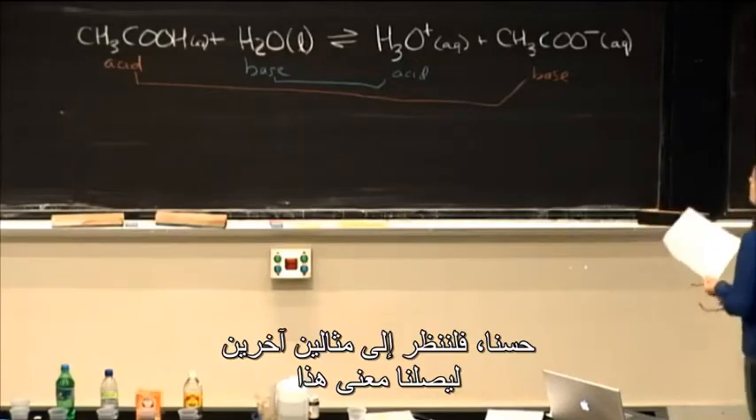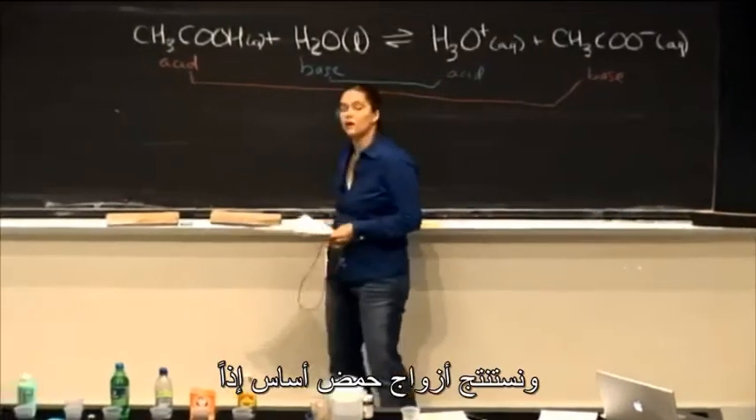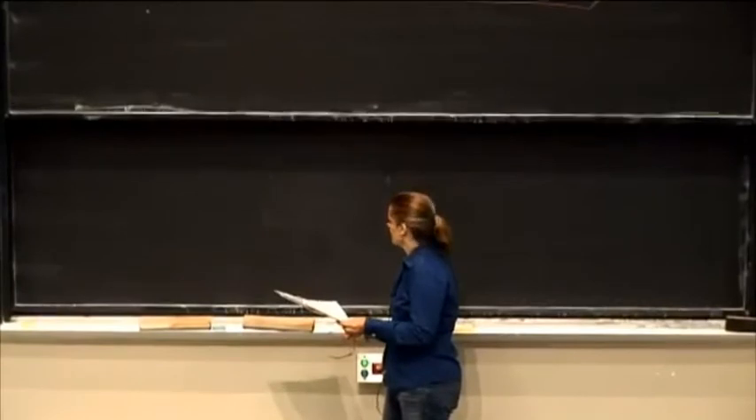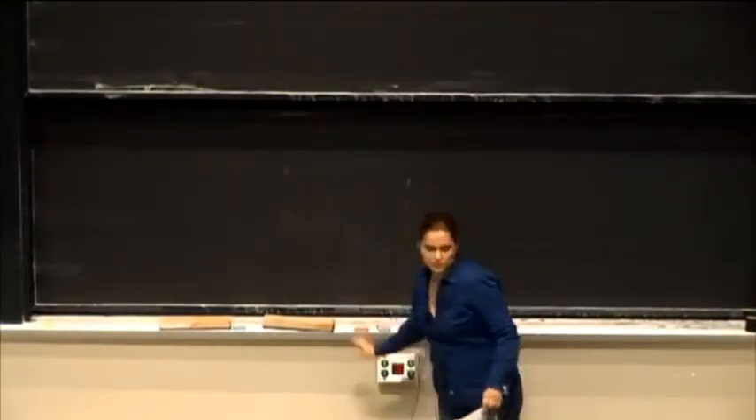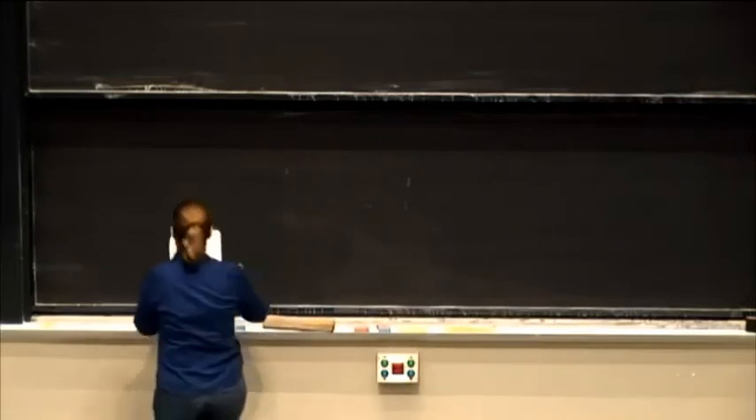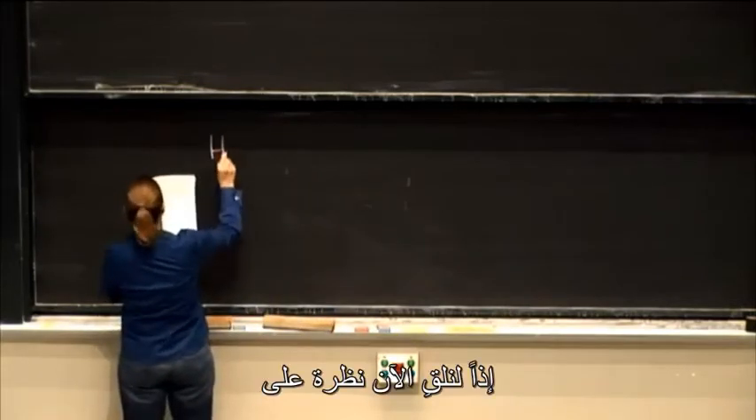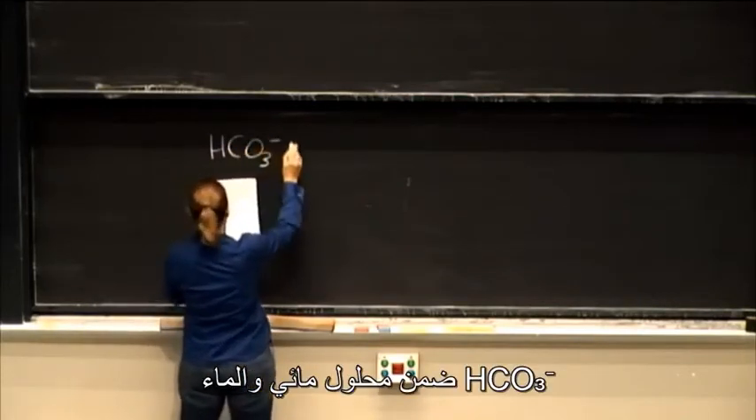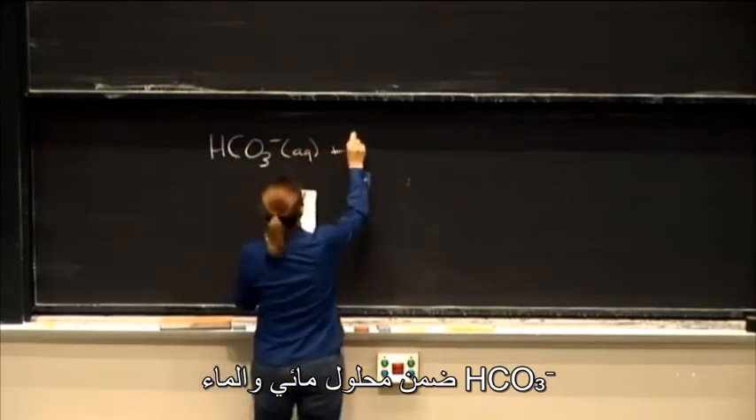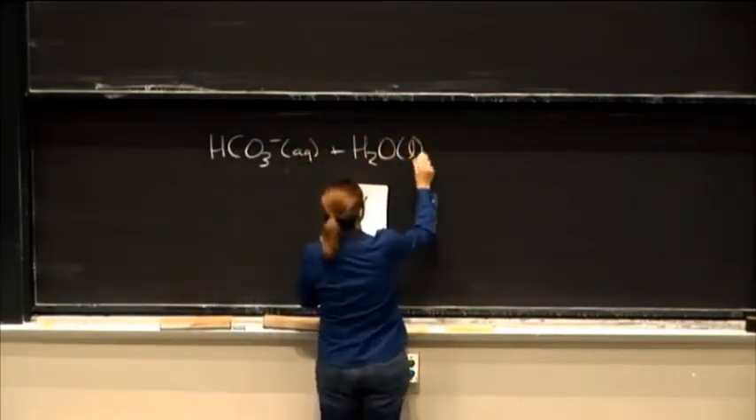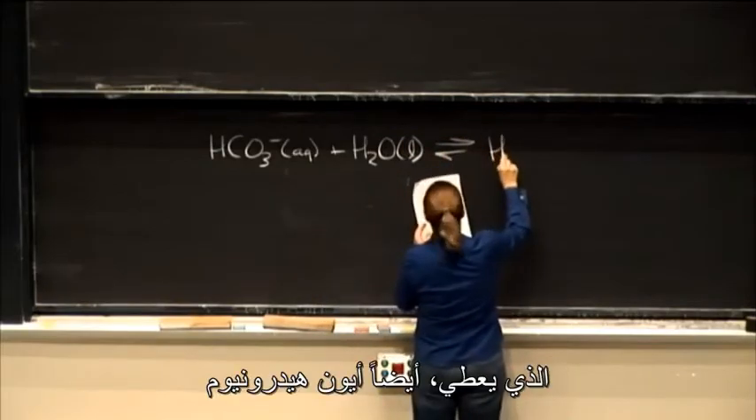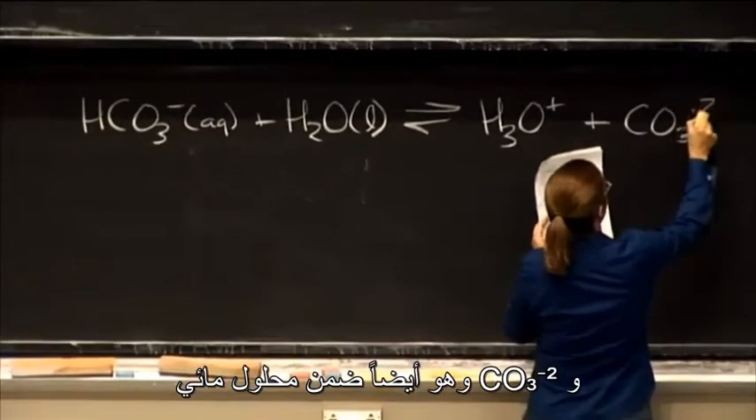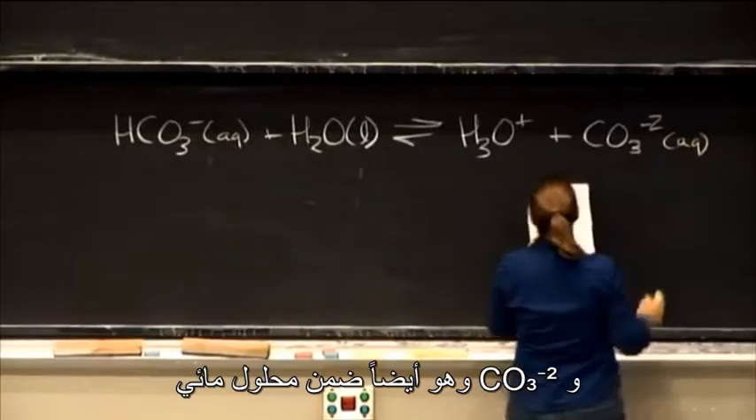All right, let's look at a couple more examples to get the sense of this and figure out what the acid-base pairs are. So one more example. Now let's look at HCO3- in aqueous solution and water going to, again, hydronium ion and CO3-2, also in aqueous solution.